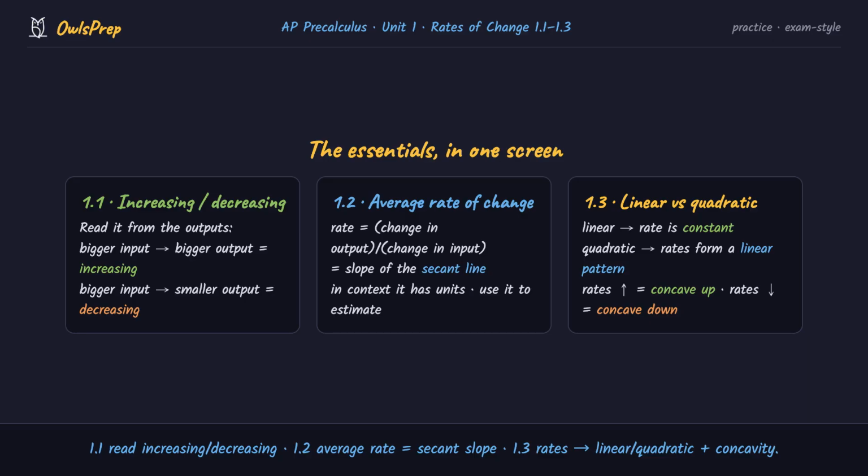Topic 1.3. A linear function has a constant rate of change, while a quadratic's rates form a linear pattern, changing by the same amount each step. And concavity comes straight from those rates. Increasing rates mean concave up, decreasing mean concave down. And that's exactly how you'll tell whether an estimate is too high or too low. All right, let's practice.